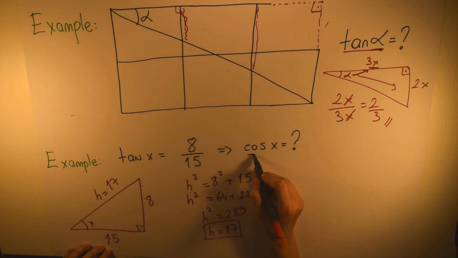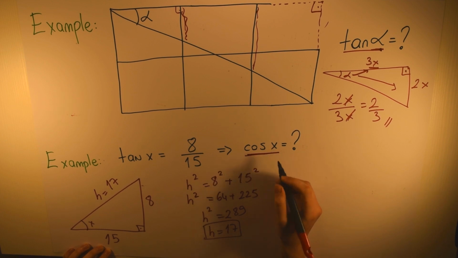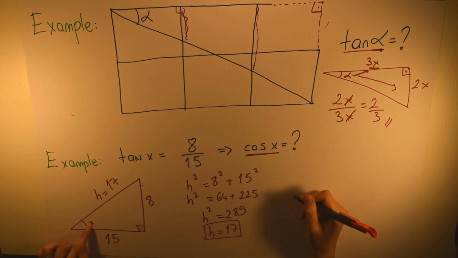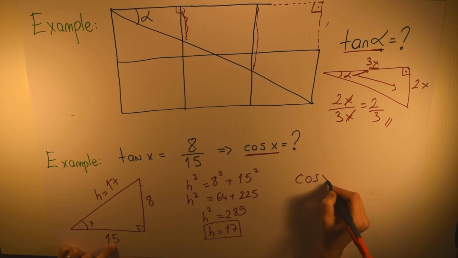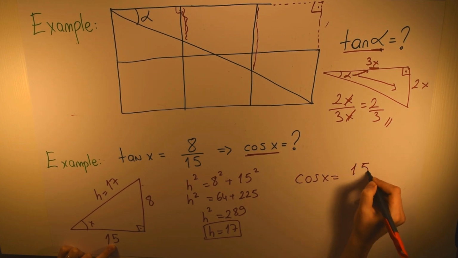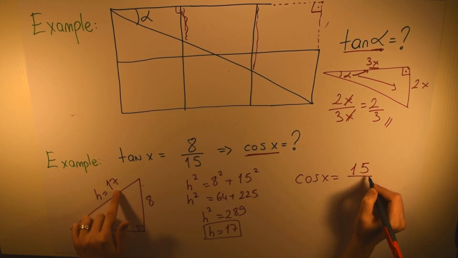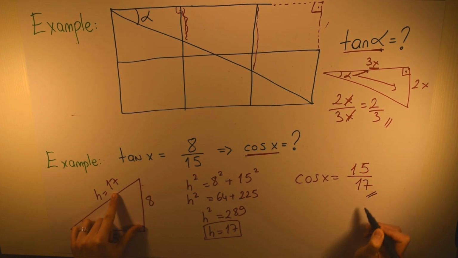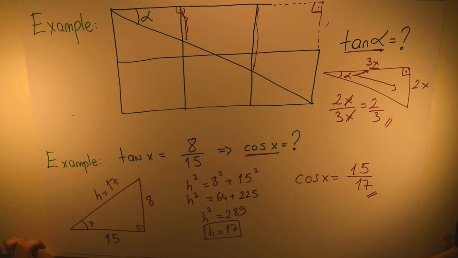What was the formula for cosine x? It's equal to adjacent side over hypotenuse. So our adjacent side is equal to 15. It's 15 over our hypotenuse, 17. So from here we get our answer as 15 over 17.